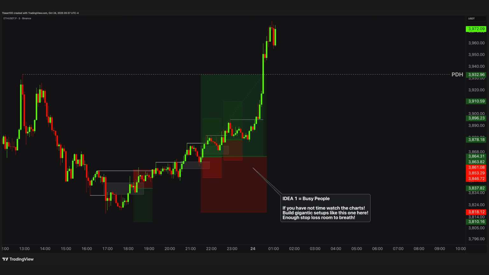And the second option is for more active traders, the ones who can spend maybe 3, 4, 5 hours a day watching the charts. For you, it is better to take smaller scalp trades in the same direction as the PDH, always following the lower time frame structure and the trend. As you can see, there are different trading styles and approaches that can fit just about every type of trader out there.